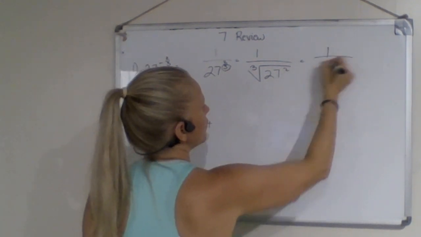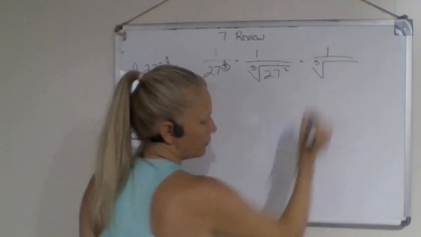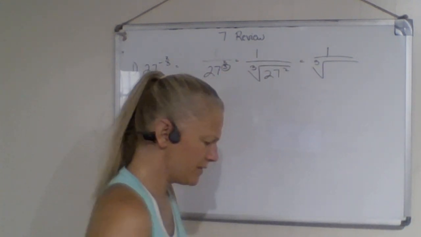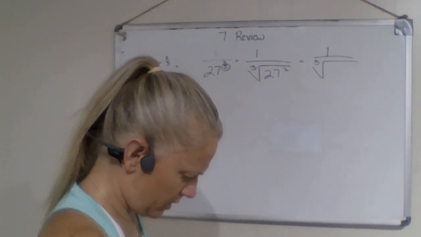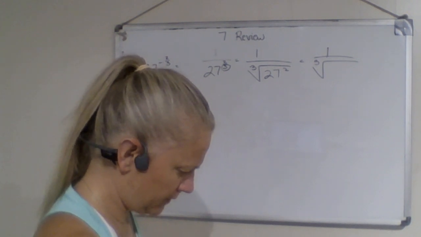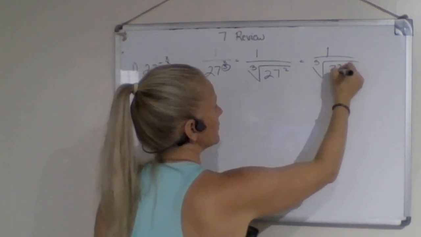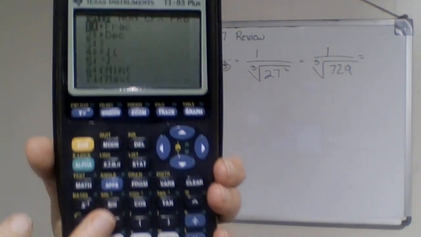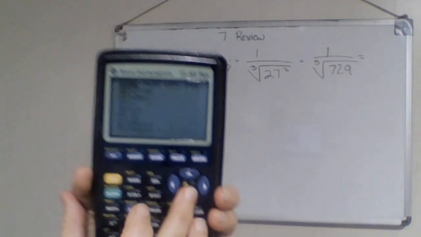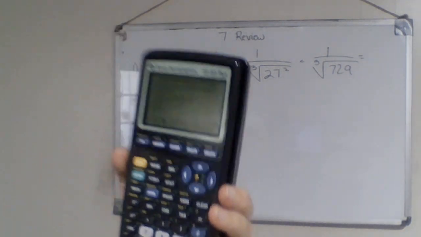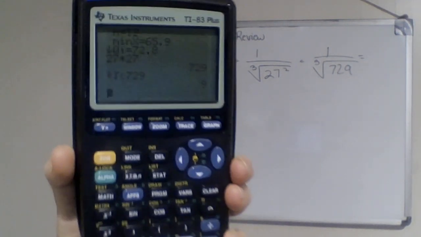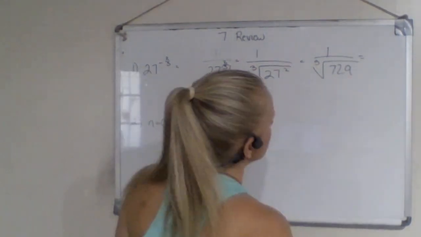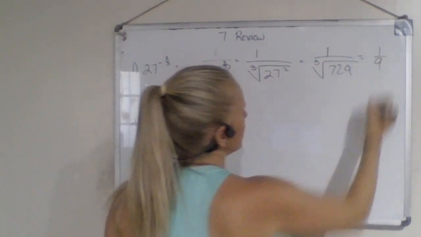You're going to go 1 over cube root of 27 squared, which is, I don't know what it is, 27 times 27, 729. And then you're going to put that in your calculator. Quick review. Math, option 4, right? Go down to option 4. I did enter and I put 729. I hit enter and I get the cube root of 729 is 9. So this is 1 over 9. Okay.